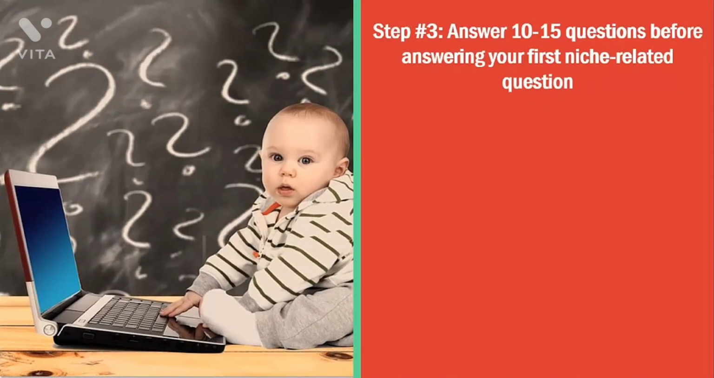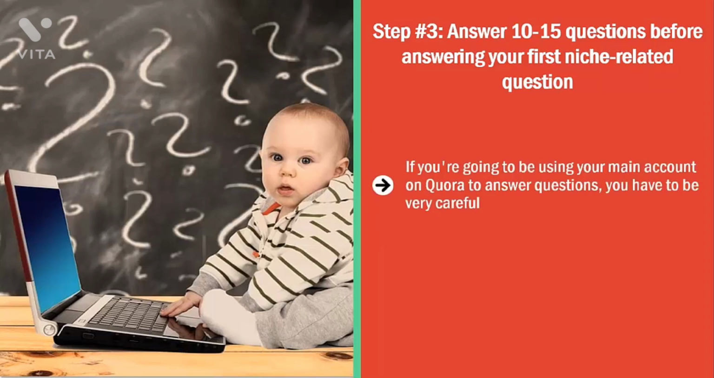Step number 3. Answer 10 to 15 questions before answering your first niche-related question. If you're going to be using your main account on Quora to answer questions, you have to be very careful. You can't just answer all questions that are directly related to your niche and forget about everything else.